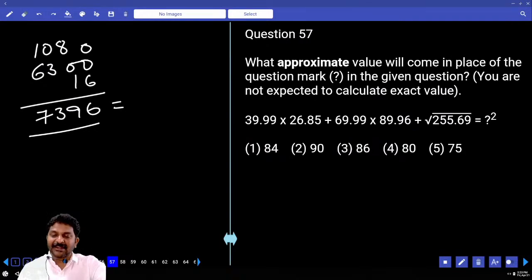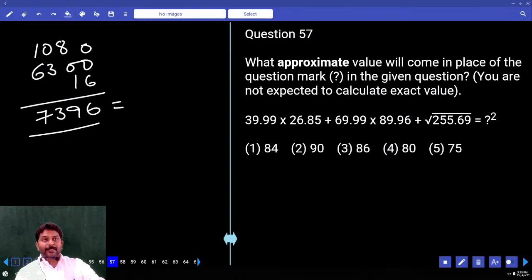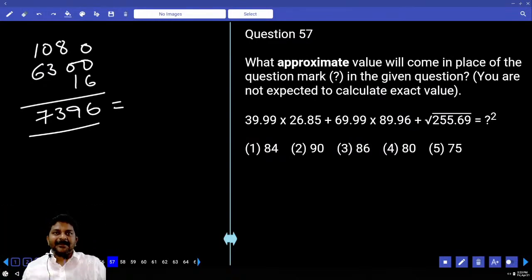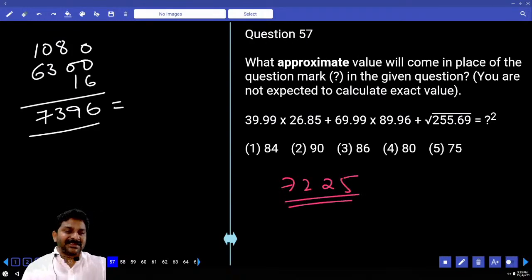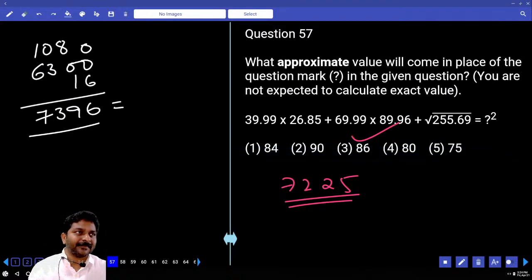Now when you look at your options, let's say options are nearby 80, 90 something. What is 90 square? Our number is less than that. What is 85 square? 7225. Our number is a little bit more than 7225. That means the answer must be more than 85, less than 90. 86. Followed.